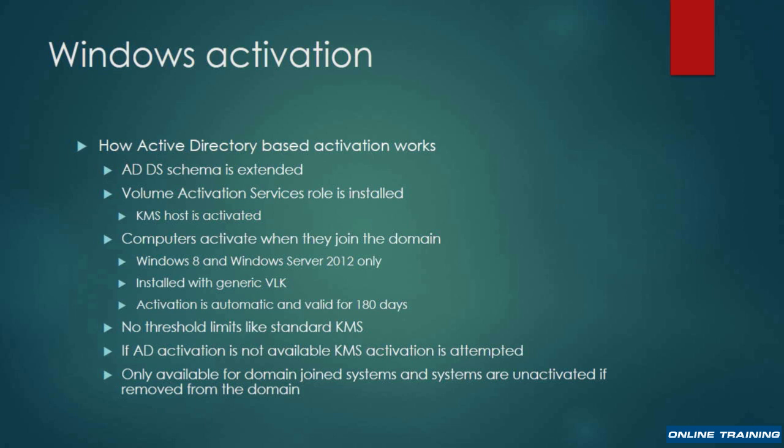These are machines that are installed with a generic volume license key and then activate when they join the domain, and the activation is valid for 180 days. The difference between this and KMS, it's pretty similar. The difference is you have to join to the domain. If you're removed from the domain, they will be unactivated. Okay? And then the other difference is there is no threshold, so it doesn't have to be 25 machines or anything like that. If AD activation is not available, then it'll attempt KMS activation as a fallback. Okay, and so those two definitely go together.